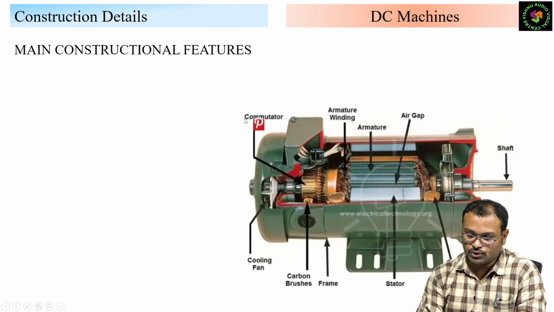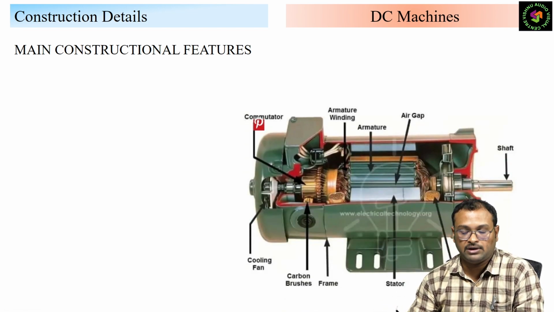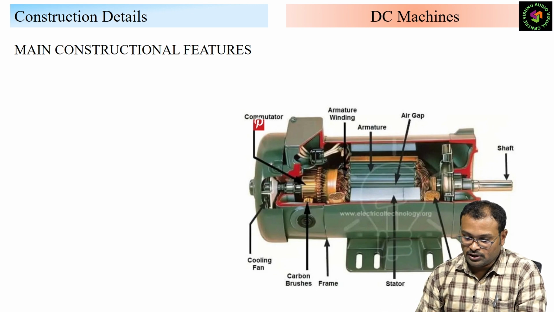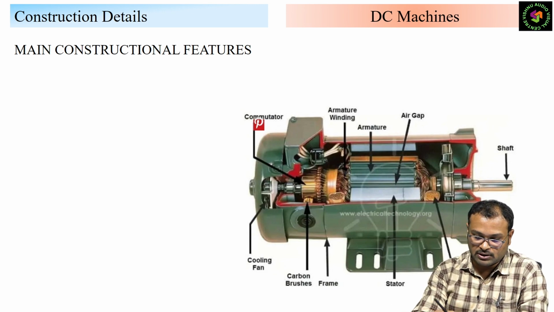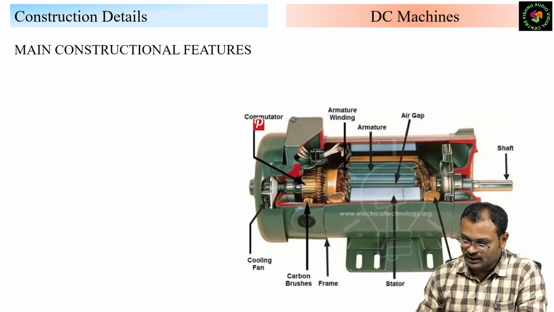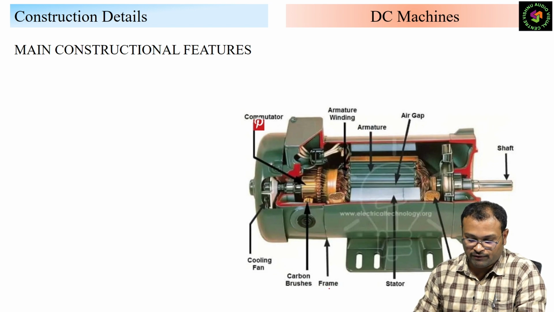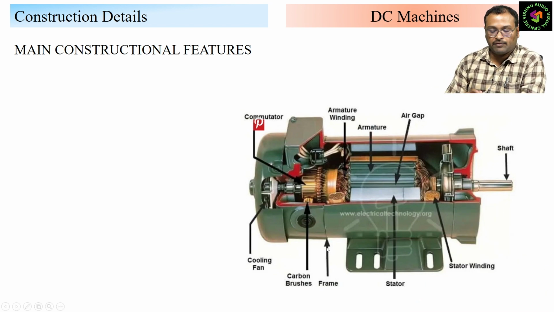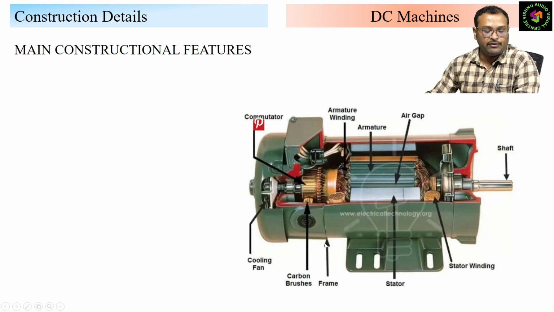Here we are showing the cutout section of the DC machine. In this DC machine, the small components are labeled: commutator, armature winding, armature, air gap, shaft, stator winding, stator, carbon brushes, frame and cooling fan. In this cutout section, we are going to check what components are available. Mainly we are going to check 10 components.